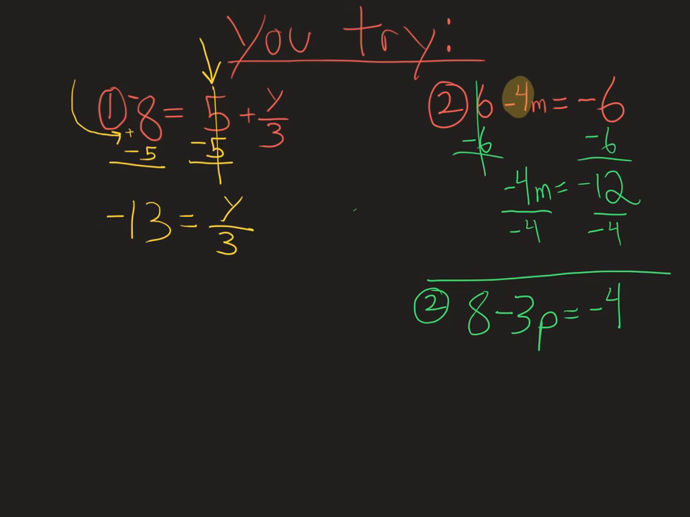We're down to 1 step. So now to get rid of that 3, it's dividing, so I'm going to multiply to cancel it, always using the opposite operation. And we end up with y by itself on the one side, which we want, and 3 times negative 13, negative 39 on the other side.